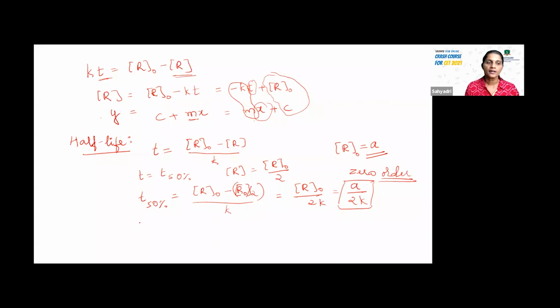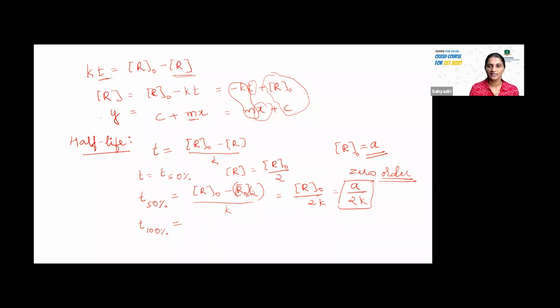What is the unit of this A by 2K? It is second, or time. Now, T 100%: can you tell me the time taken for 100% completion of the reaction? Quick. 100% completion of the reaction. Srinidhi, it's not infinity. Infinity is for the first order reaction, not for this.